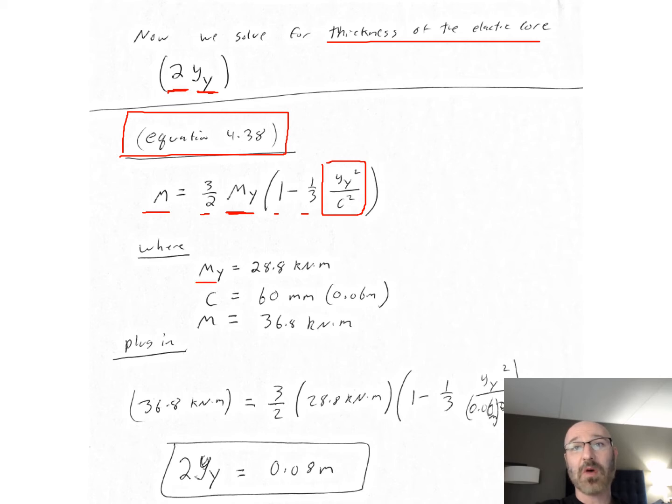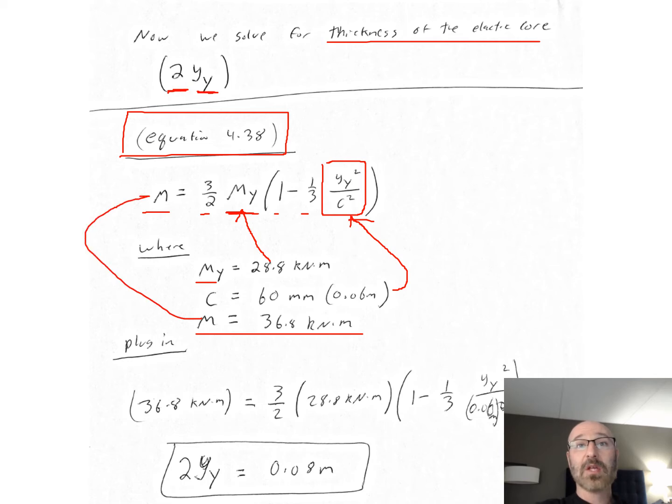Well, we know our M sub y, so we can plug this in as 28.8 kilonewton meters right there. We have our c value that we can plug in as well, so our c value is 0.06 meters, and we have our M value right here of 36.8 kilonewton meters that we can plug in there. So that's taken care of, that's taken care of, my c is taken care of. Our only unknown is our y sub y. It's squared right there, so we'll have to do a little bit of math. We can plug in those values.